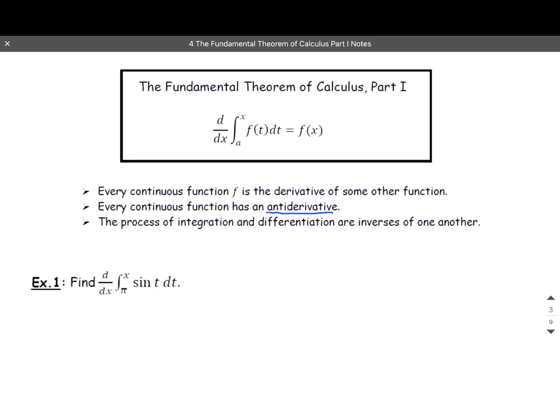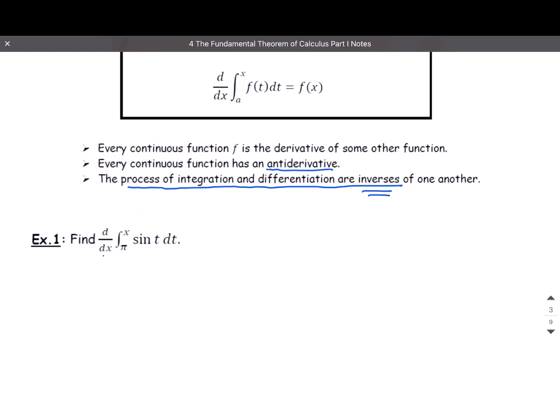And here it is, the processes of integration and differentiation are inverses of one another. How huge is that? Integration and differentiation are inverses of each other. So when we take the derivative of this integral from pi to x of sine t dt, notice that pi is a constant. When we take the derivative with respect to x, all we get is this function evaluated at x. That's it.